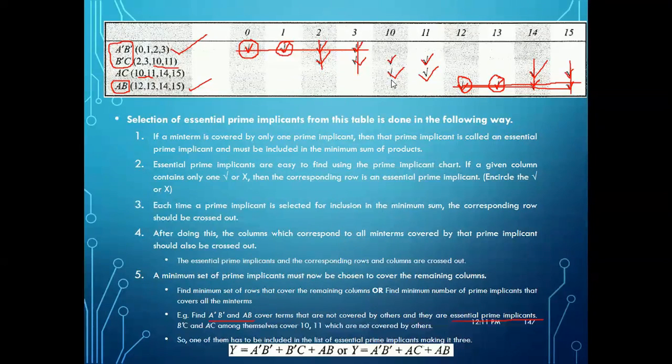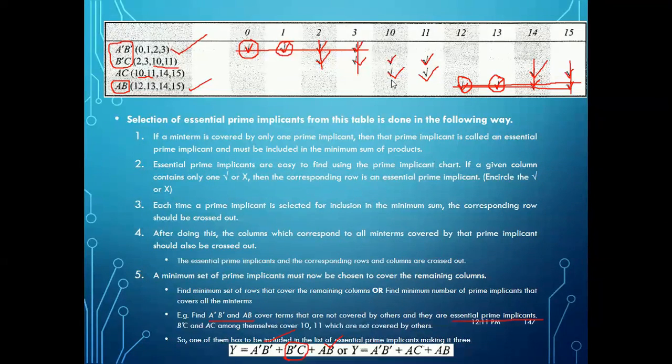So here you can include it in one expression as y is equal to a bar b bar plus b bar c plus ab, so that can be written. But here, if you say b bar c is not an essential prime implicant, it is a non-essential prime implicant. Only a bar b bar and ab are essential prime implicants.